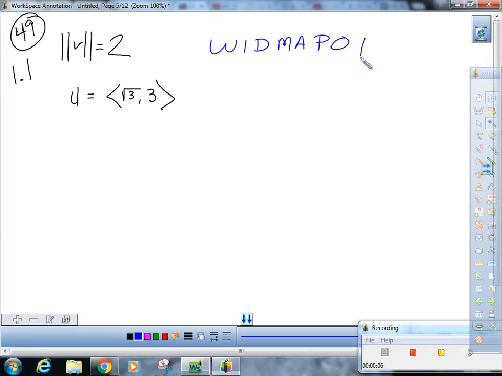So, you go right radical 3 and up 3, so this looks something like this. Okay, so the hypotenuse is the magnitude. So the magnitude of U is the square root of 3 plus 9, so it's the square root of 12, right? All right, so let's turn U into a unit vector.